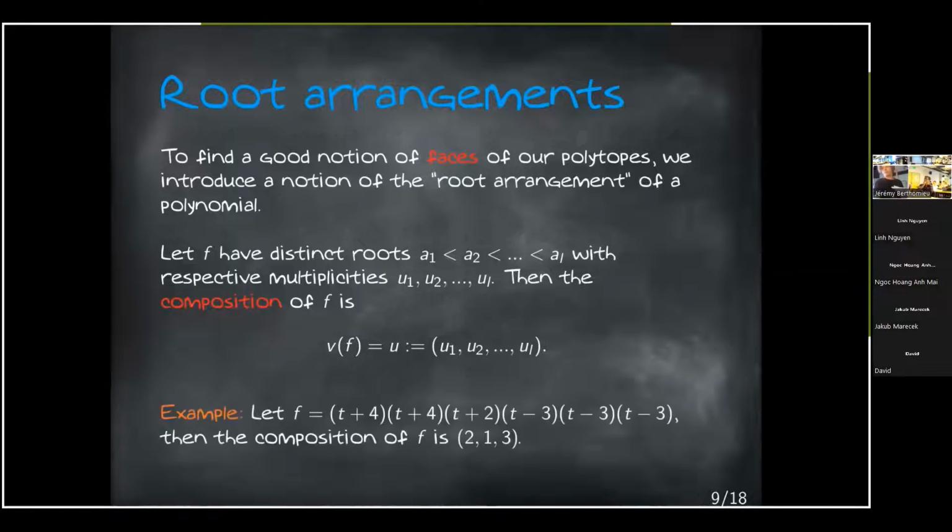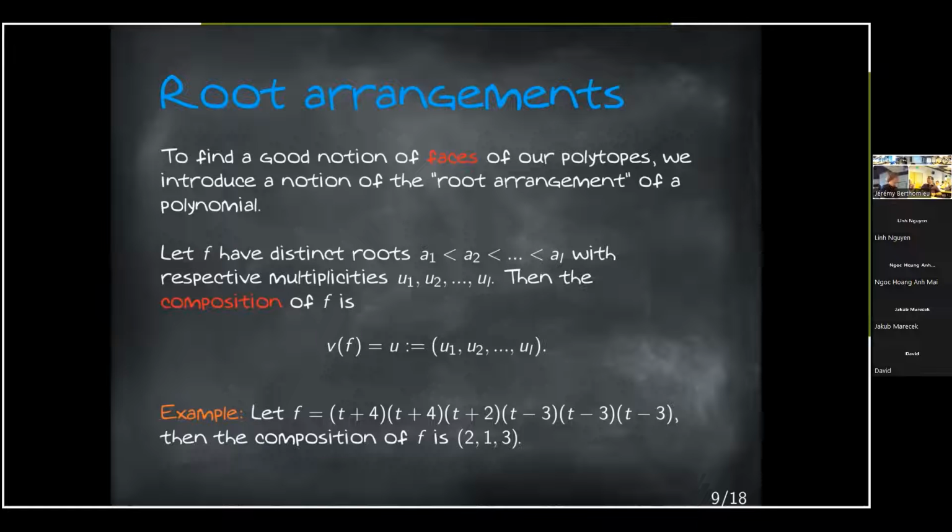Quick example. Here we have some polynomial f with roots -4, -2, and 3, with multiplicities 2, 1, and 3, respectively. And the composition is 2, 1, 3. That's it.